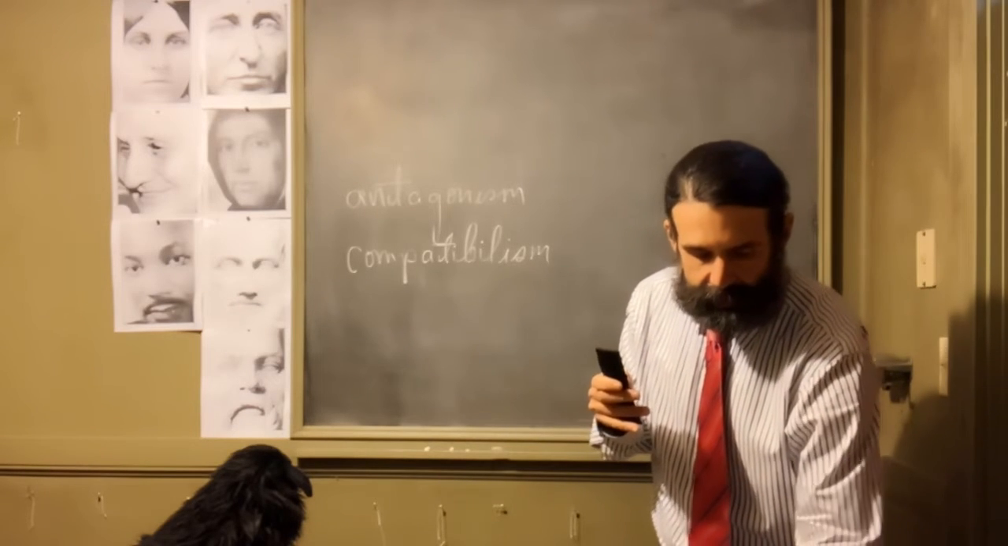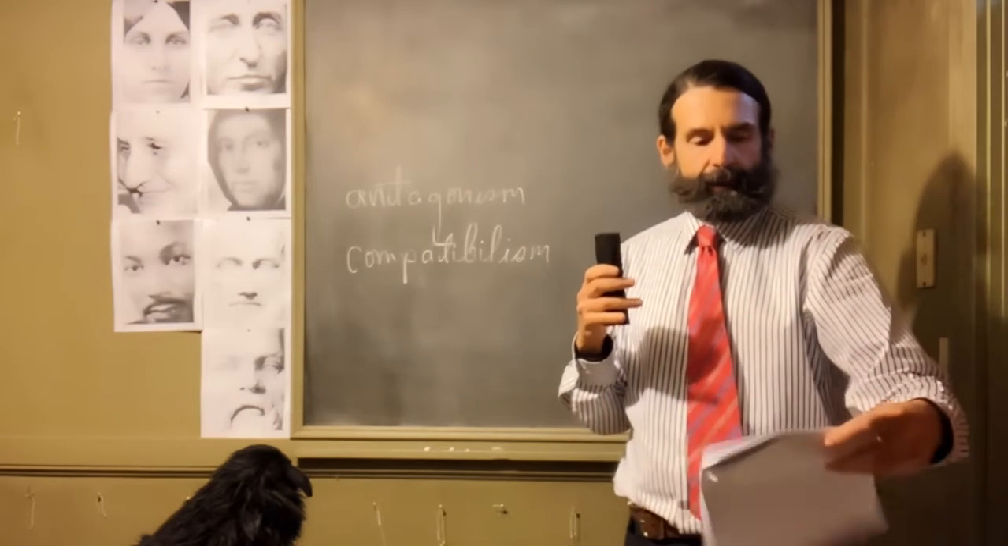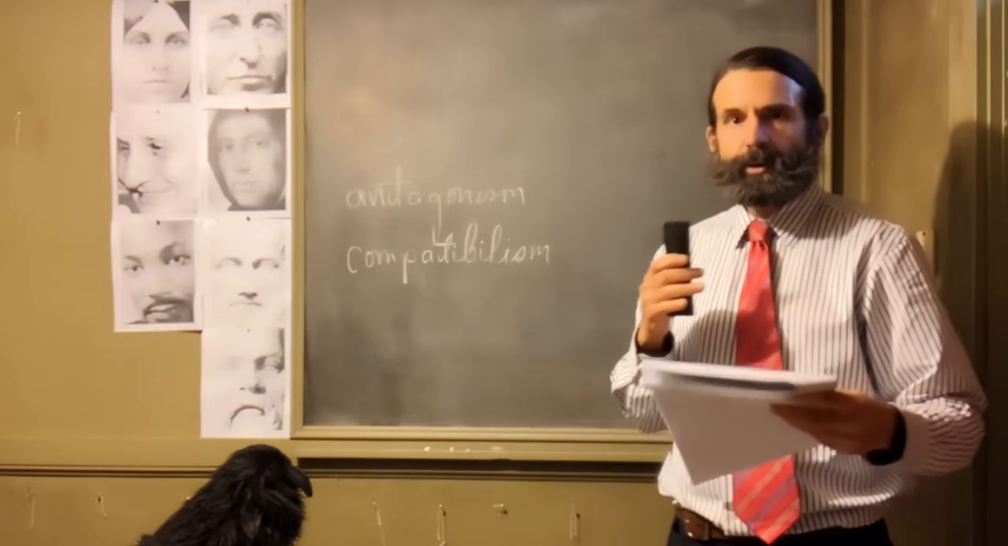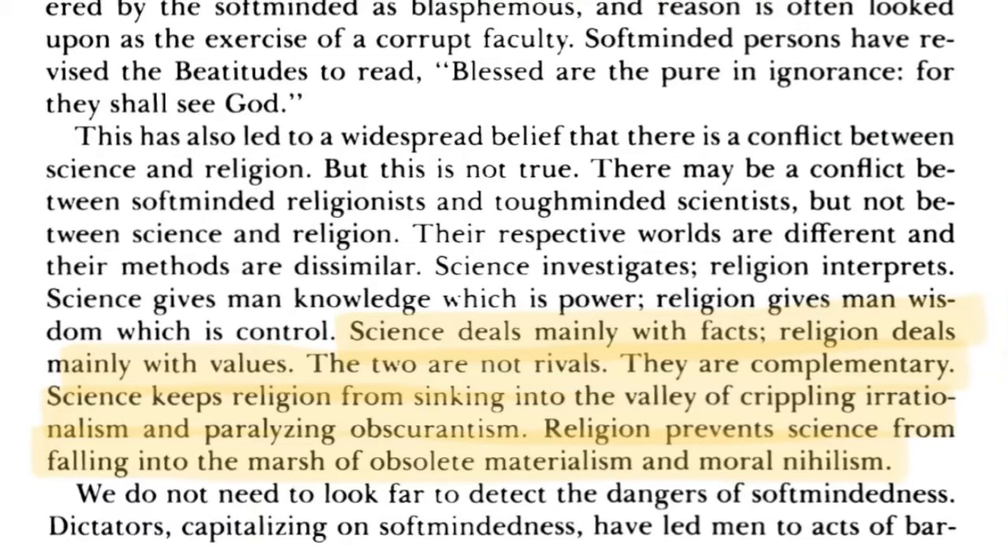A powerful statement of compatibilism is found on page 493. There's a paragraph here in which Martin Luther King expresses compatibilism. I'm reading now in the middle of the paragraph on 493. Science deals mainly with facts. Religion deals mainly with values. The two are not rivals. They are complementary. Science keeps religion from sinking into the valley of crippling irrationalism and paralyzing obscurantism. Religion prevents science from falling into the marsh of obsolete materialism and moral nihilism.